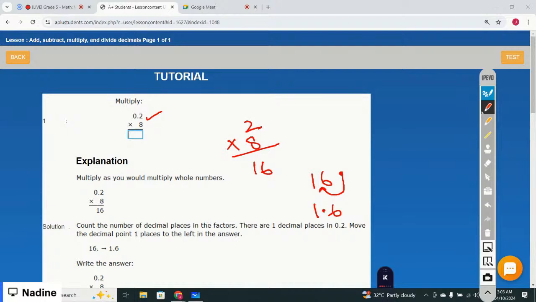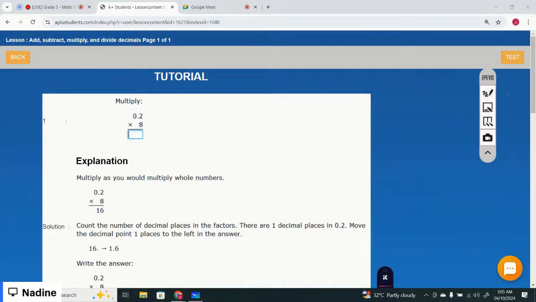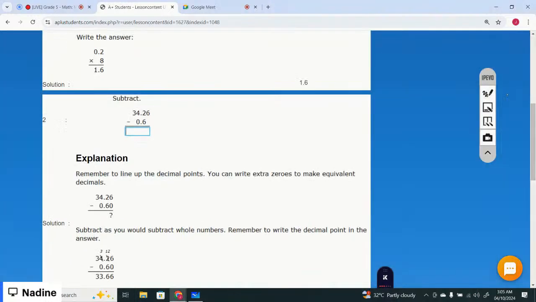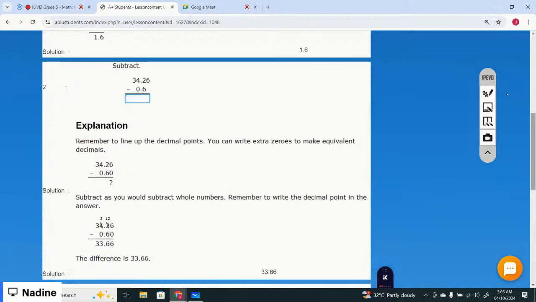So multiplication is very easy. You need to count the decimal places, multiply the number without decimals, and then you can put a decimal point same as in the factor, right? In the factor you have one decimal place, so answer must have one decimal place, right? Just look at this one, right?